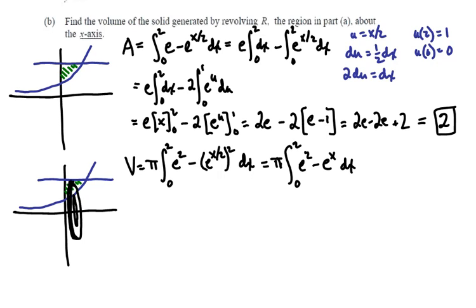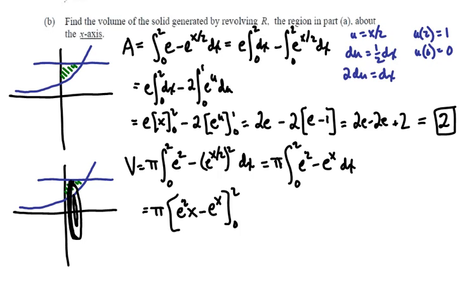And I don't need a u substitution for this, so I'll directly integrate. The antiderivative of e to the second is e to the second x. The antiderivative of e to the x is e to the x, and so we get e to the second x minus e to the x from 0 to 2, all times pi.